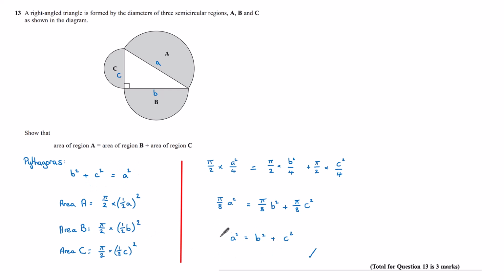And so the area of A is equal to the area of B plus C, as we get back to Pythagoras' theorem.